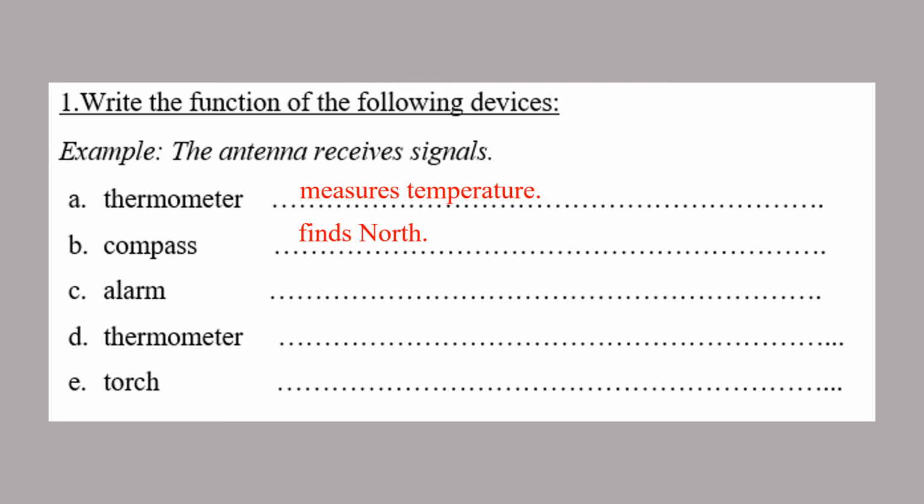For example, let's continue. C, alarm. Yes, makes a loud sound. So the alarm makes a loud sound. Number D, thermometer. Again, it's repeated, no problem, measures temperature. Finally, torch shines a light, so the torch shines a light.